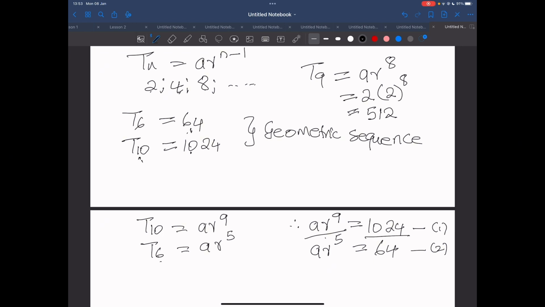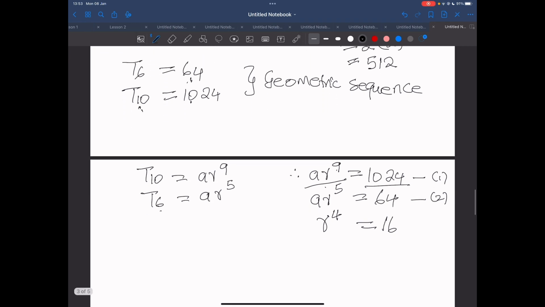So when we divide, the A is eliminated. So we are left with R exponent 9 divided by R exponent 5. So we will get R exponent, you know the rules, we take 9 and subtract 5, we get 4. Right, and then we can just take our calculators and divide 1024 by 64, and then we will get 16.